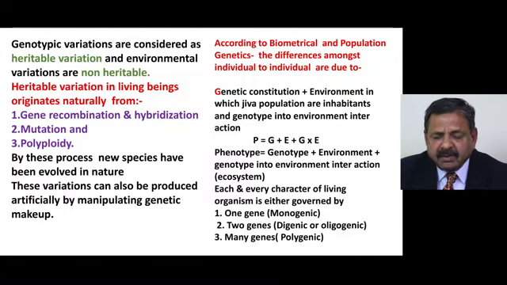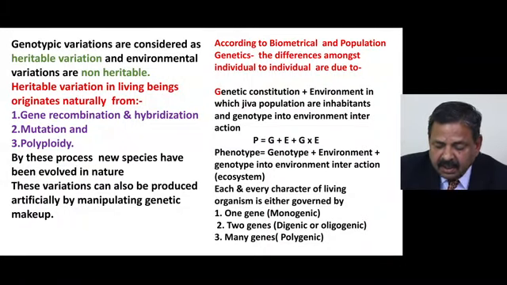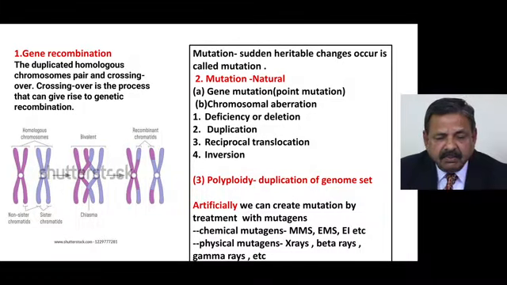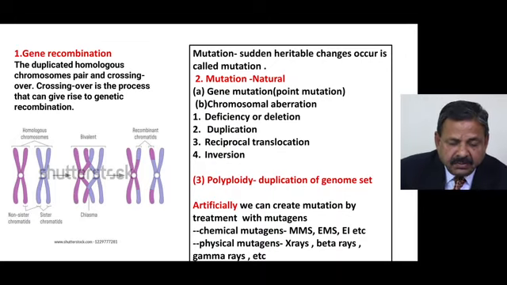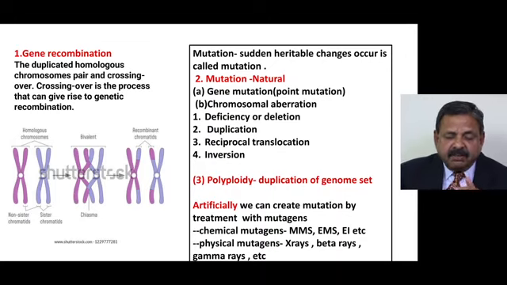Just for reference, I am telling you what science says about genetic changes, and what the Agam, or the Jain philosophy, said about variation; this I will come to later on. Right now I am talking about the scientific variation. So in the first one, gene recombination, this is the natural system, in which you will observe that in nature itself the variation is going on continuously.